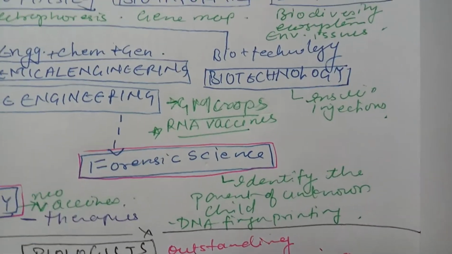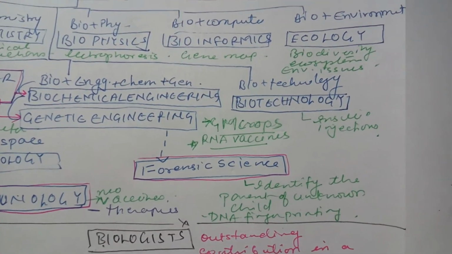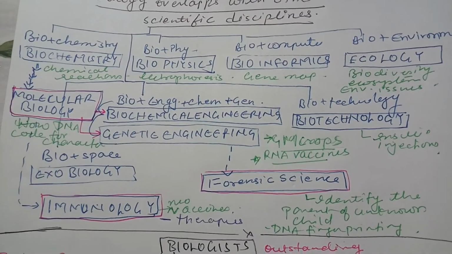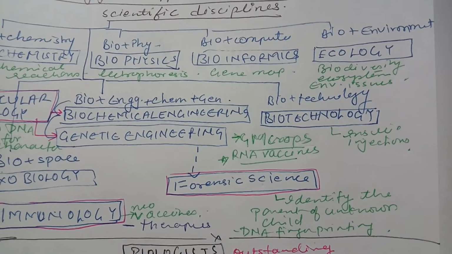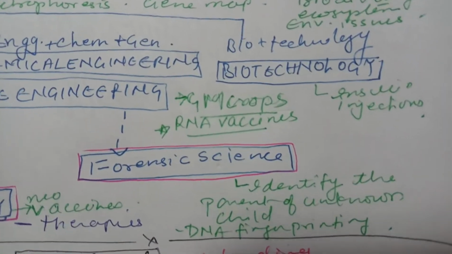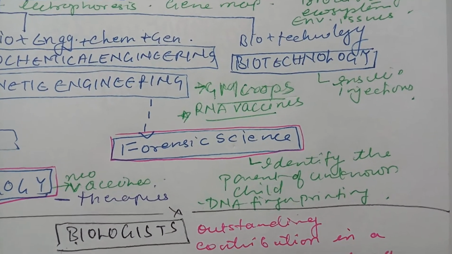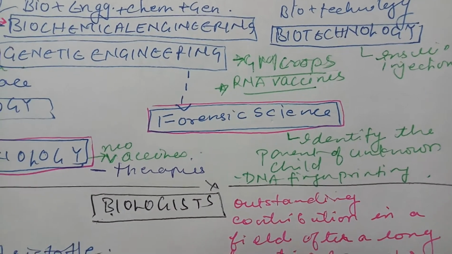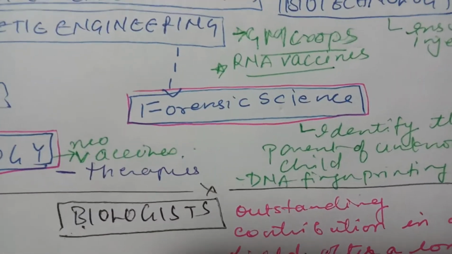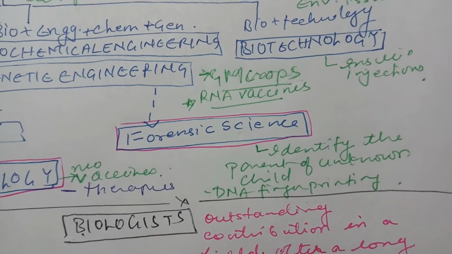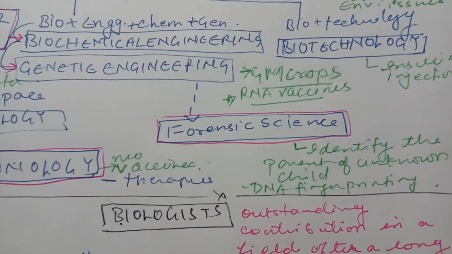Then we have forensic science, which is concerned with, again, application of all these sciences: biochemistry, biophysics, molecular biology, genetic engineering. What we do in forensic sciences is, for example, we want to identify the parent of an unknown child. A lot of methods are employed in this, how to identify, how to go about it. DNA fingerprinting is involved.